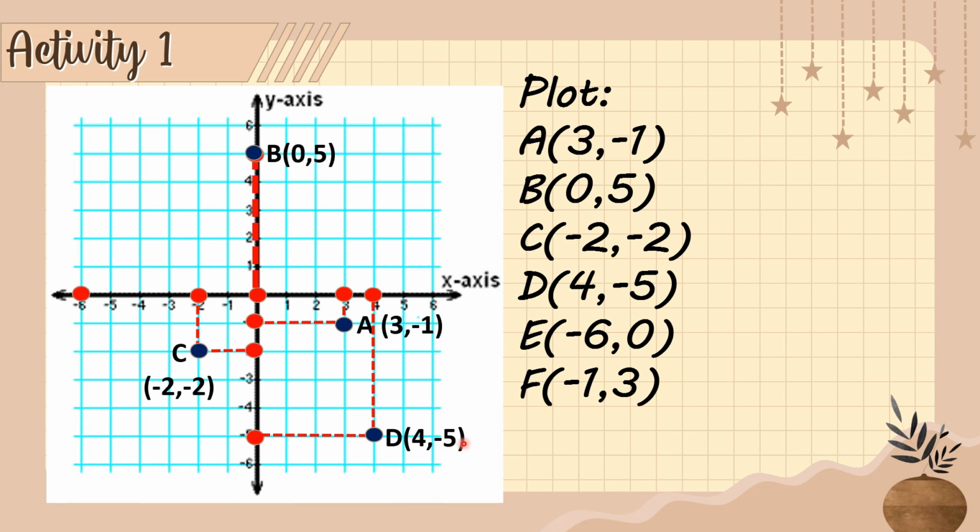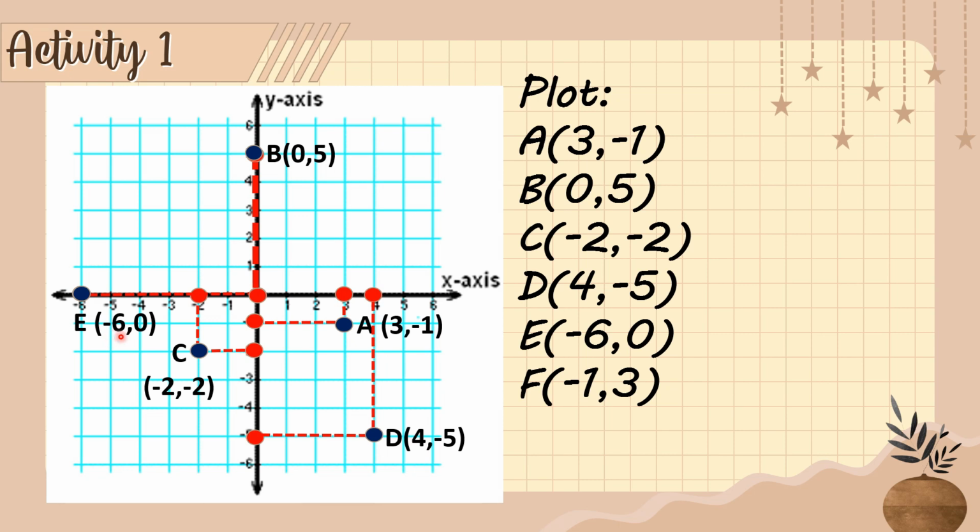Now, let's proceed to E. Una si negative 6, which is atong x. And our 0 is here. So, dira. Okay. So, our point E is located here. Tan-awa nato dira, point E with ordered pair negative 6 and 0.